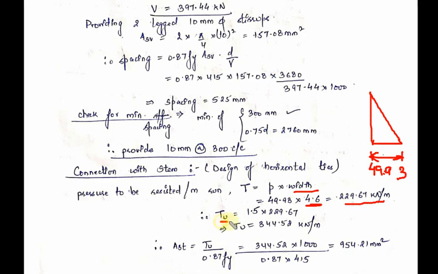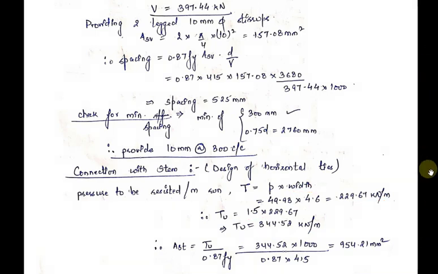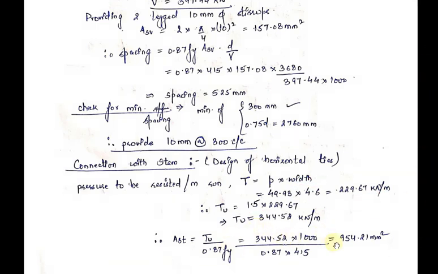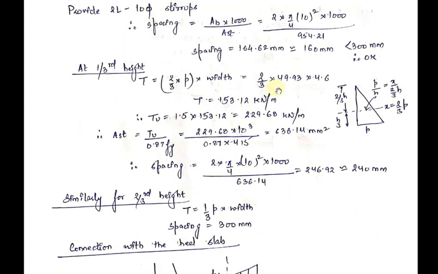Therefore, TU, that is ultimate pressure, will be, just multiply the value with the factor of safety, that is 1.5. So TU will come out to be 344.52 kilonewton per meter. Therefore, the value of AST will come out to be 954.21 mm square. Now again, we will assume what kind of stirrups we have to provide in the case of the horizontal ties. So we are again assuming that we are providing two-legged 10-dia stirrups.